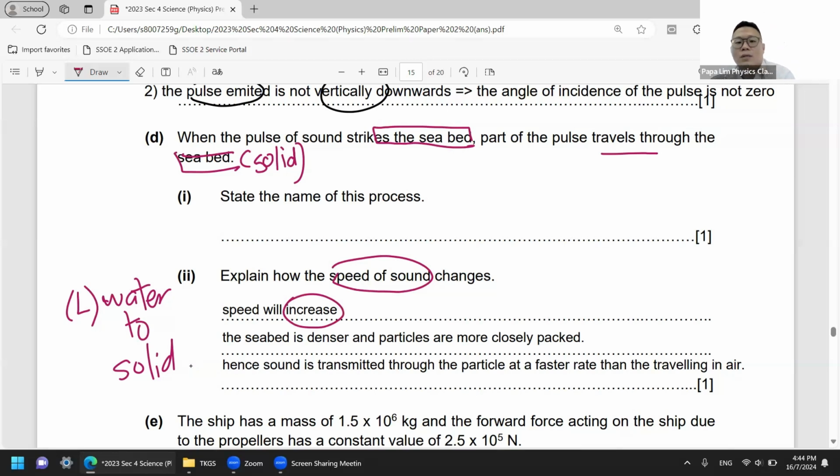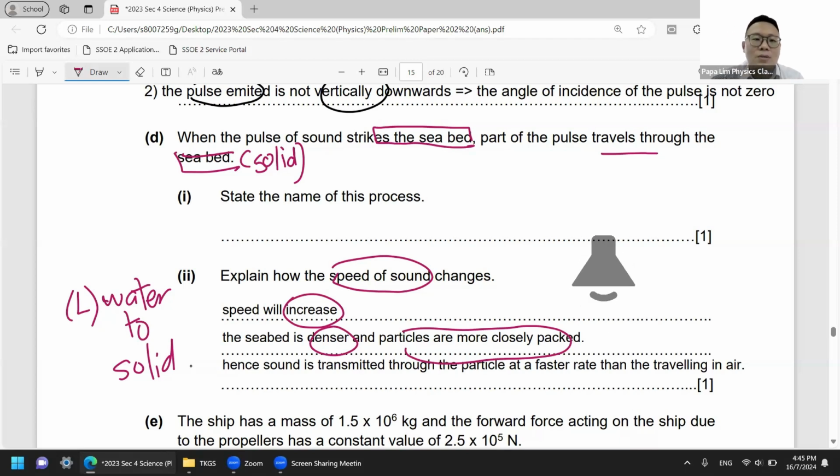And why is it so? Like I mentioned before, it's because solid is a denser medium and the particles are closely packed. Remember, for the transmission of sound, it requires the particles to set up a series of rarefactions and compressions. So the closer the particles are, the faster you are able to set this up, and the faster you are able to transmit the sound. As a result, because solids are more closely packed than liquids and gases, the transmission is much, much faster. That's why the speed of sound in air is one of the slowest, and the speed of sound in solid is one of the fastest.